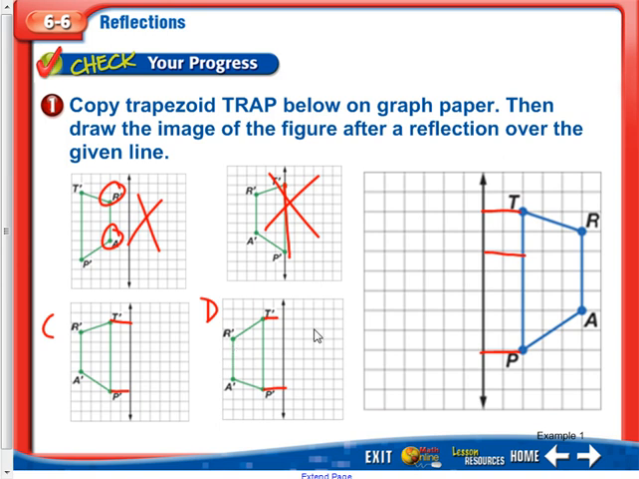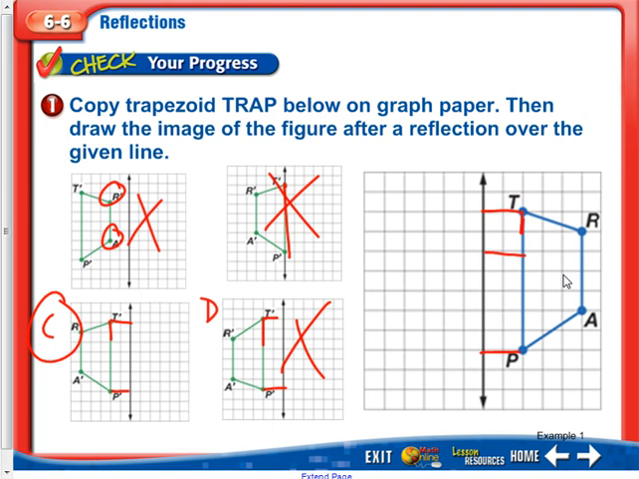So all that looks the same. I just need to figure out here which one is true. So I noticed that T and R are only 1 point away, and here T and R are actually 2 points away. And this one, T and R are 1 point away. So that means C has to be my choice.